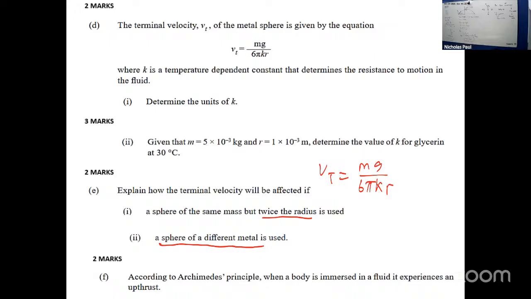What would happen if it's made of a metal of a different material? What will the different material change? Will it change the radius? Mass might change. If the mass is larger, the weight is larger, so it will move faster and terminal velocity will be higher. If the mass is smaller, it will take longer. So you have to consider both cases, where the different metal has a larger mass and a smaller mass.